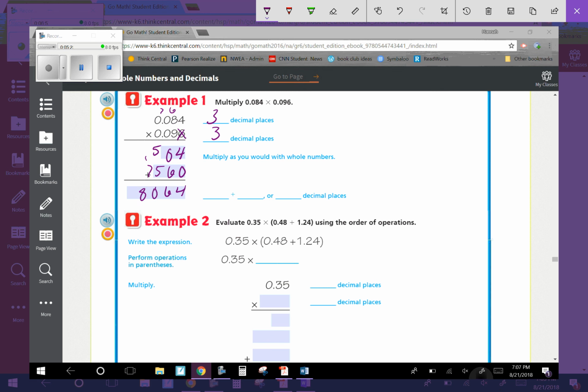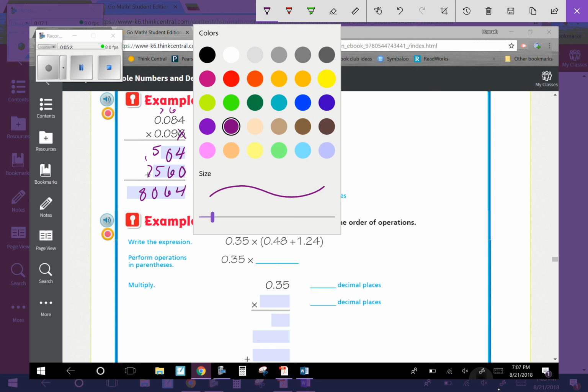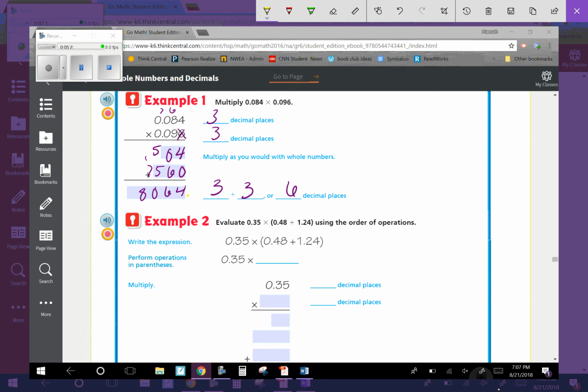0, 8. Now, we got to think about these decimal places. So we had 3 decimal places in the first number, 3 in the second number. When we add those together, that means there's 6 decimal places. So now we need to take this and move it over 6 decimal places. So it would be here right now in this number. But 1, 2, 3, 4, 5, 6. That's where we're going to put it now. Which means I need to fill in those zeros. So again, we took it out and then we're just placing it back in.